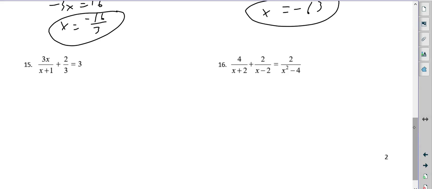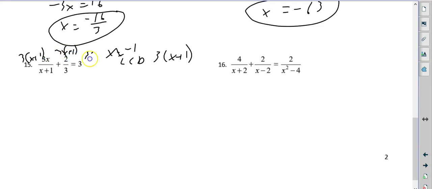Okay, this one, x can't be negative 1. All right. My LCD is 3 times x plus 1. So I need to multiply everything by 3 times x plus 1. It's hard to do here. 3 times x plus 1, 3 times x plus 1, and 3 times x plus 1.